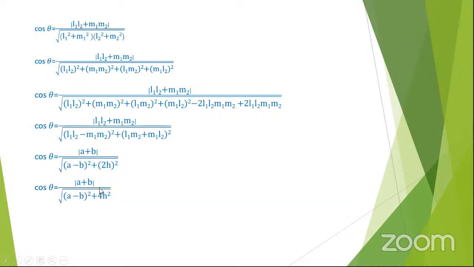Hence we have proved the angle between the pair of straight lines. So that is cos theta is equal to (a plus b) by under root of (a minus b) whole square plus 4h square.